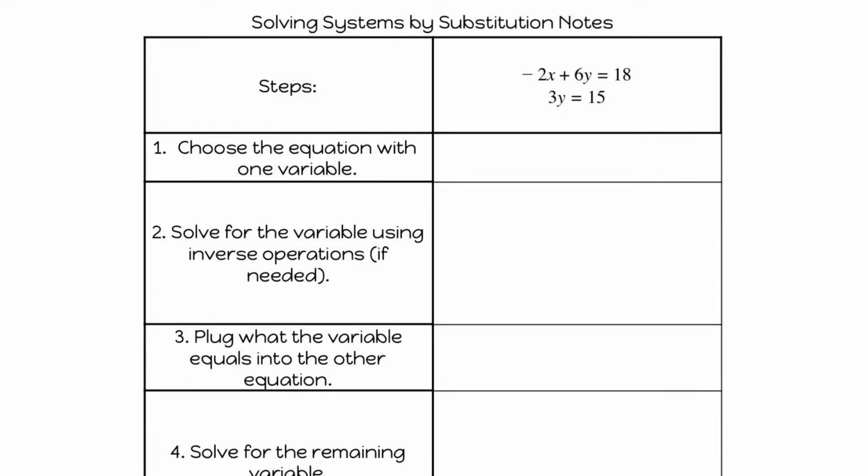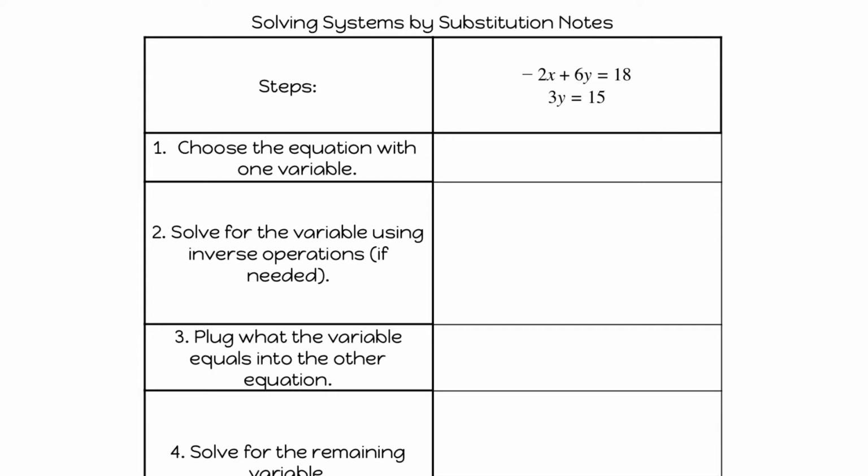Hi guys, today we are working on solving systems by substitution, and I've gotten some notes for us here, and we're going to go step by step. I have two equations. One has two variables and the other has one. We're going to focus on the equation that has one variable first, so we're going to choose that. We have negative 2x plus 6y equals 18 and 3y equals 15.